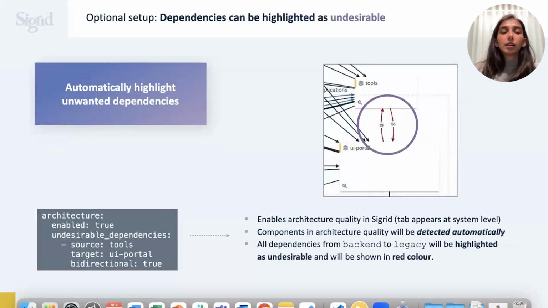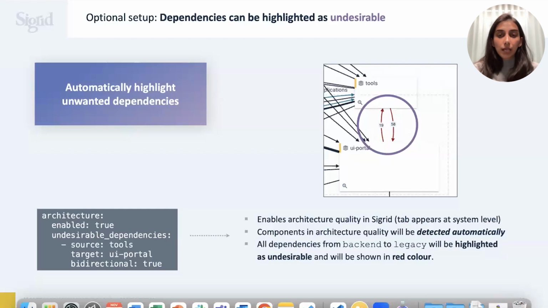The second thing that you can do is highlight unwanted dependencies. Now, what are unwanted dependencies? Let's say you have a design picture in your mind, and in your design, you did not intend to have a dependency between tools and UI portal. But now, when Sigrid scanned your architecture, there's a picture in front of you. There is actually a dependency from tools to UI portal and vice versa. And you also looked into it. It's not a false positive. It is actually there, but you didn't want this to be there in the first place.